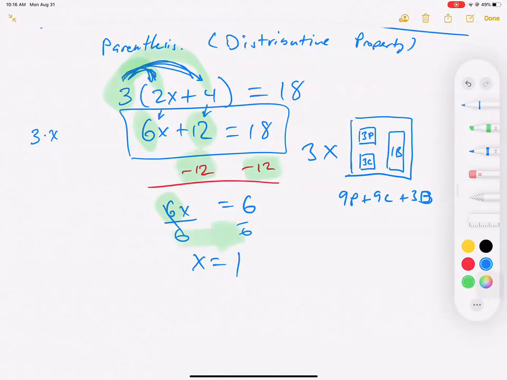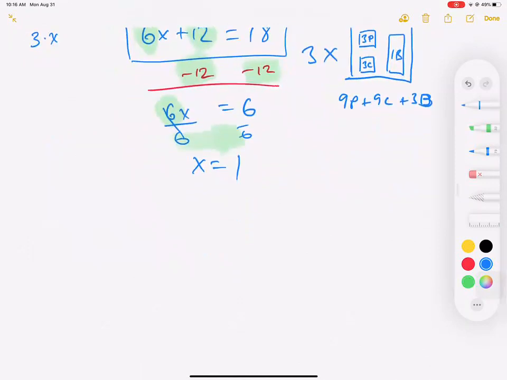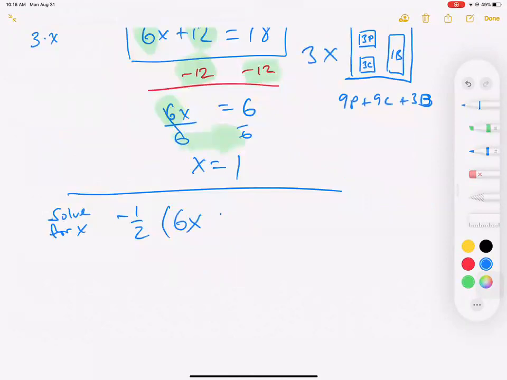Okay, let's kick it up a notch one more time. Negative 1/2. We're going to say solve for x. Negative 1/2 times the quantity 6x plus 8 is equal to 8.